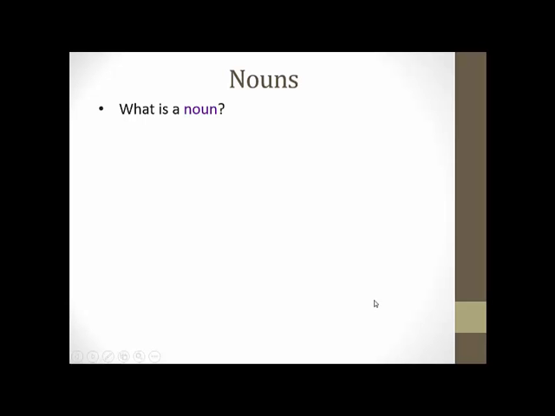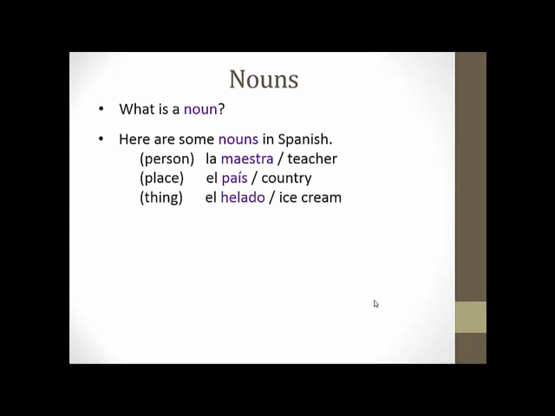Okay, so let's start off talking about what a noun is. Do you know what a noun is? You should. Here are some nouns in Spanish. Just like in English, they are people, places, and things. So, a noun in Spanish as a person would be la maestra. La maestra means teacher. A place would be el país, which is country. And a thing would be el helado, which is ice cream.